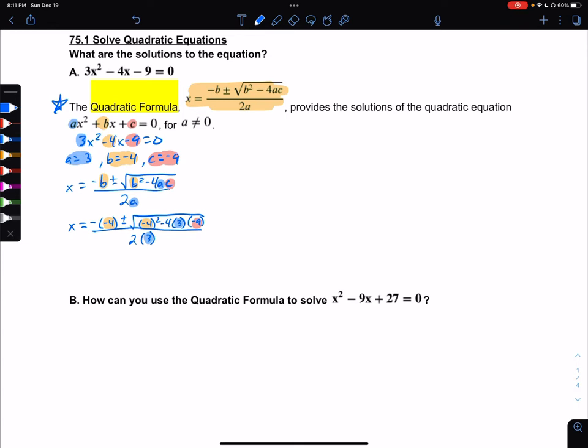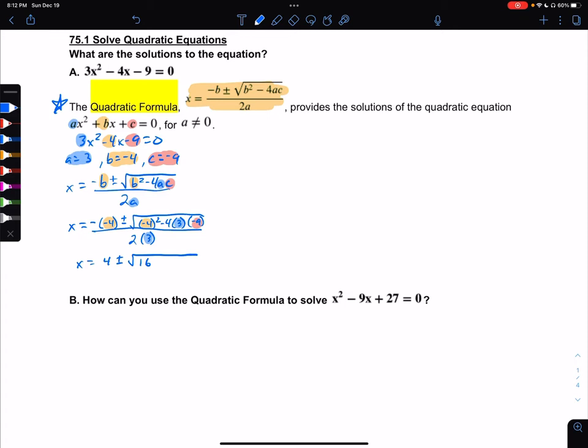So I'm just going to go step by step here and now slowly simplify this and eventually get our solutions. So we have x equals negative 4 will become positive 4. We'll keep the plus or minus. Negative 4 squared is going to be 16. Be very careful typing that in the calculator. If you don't use the parentheses, you're going to get negative 16. We're squaring the entire term negative 4.